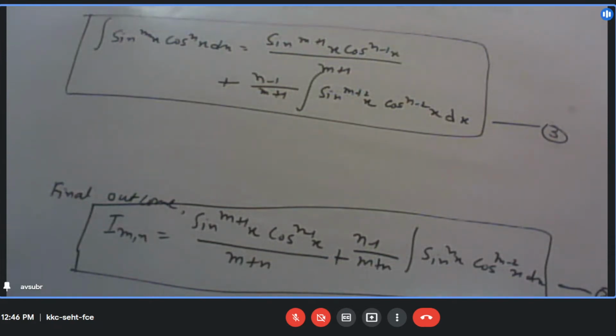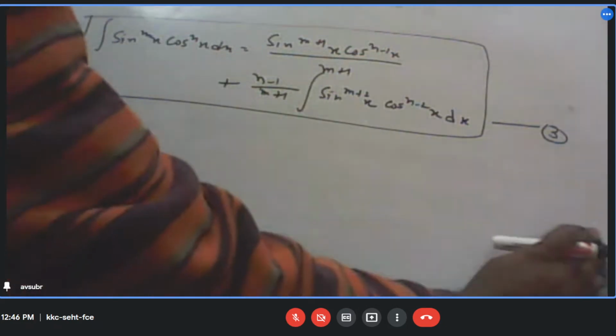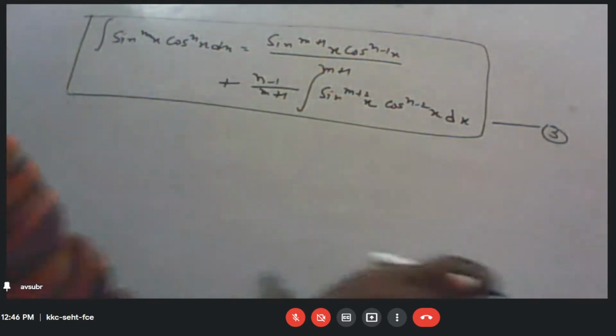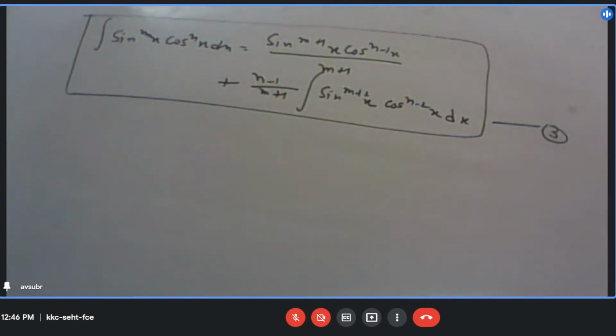I hope it is clear. All right. Shall I omit this one? Other forms are also there. So we got three. We can find out this also.